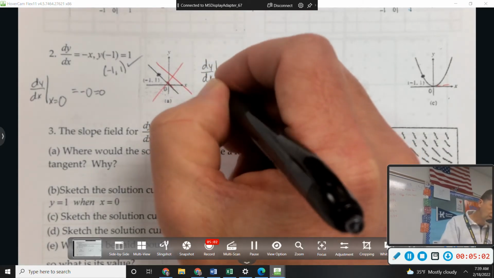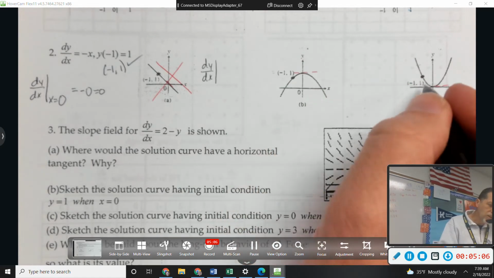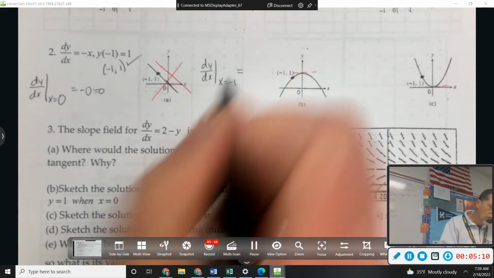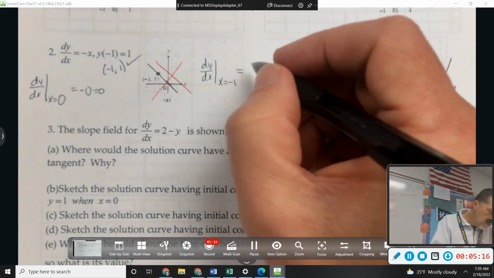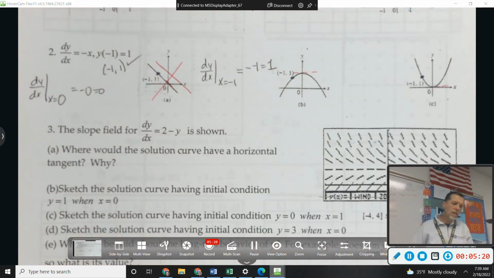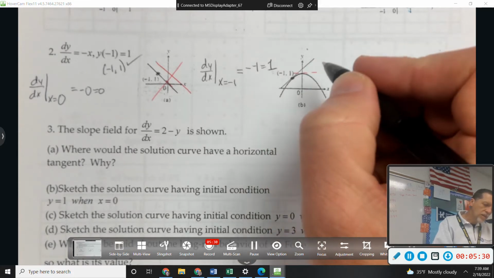dy/dx at, maybe we should have done -1 from the get-go, because that's the point we're concerned with. So the slope at -1 is -(-1), which is +1. So now who's the right answer? A, B, or C? B, because at -1 there's a slope of +1.